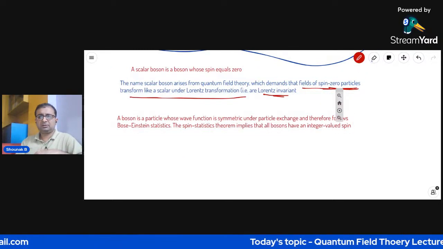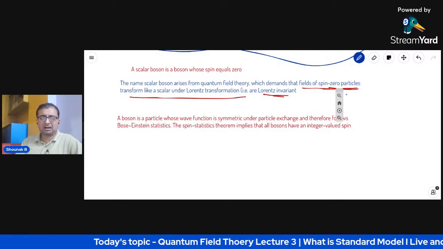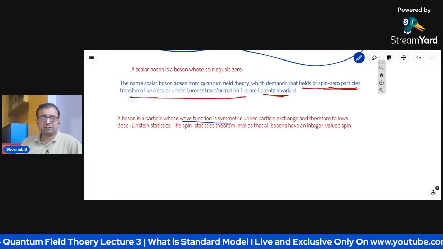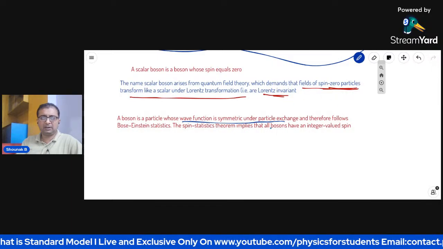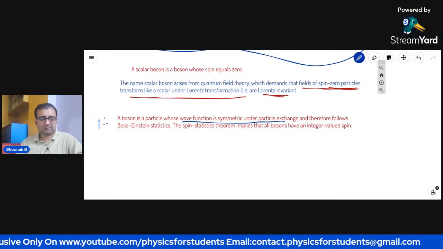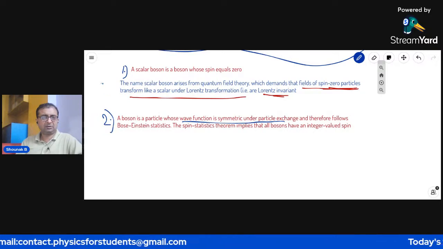Here you see. A boson is a particle whose wave function is symmetric under particle exchange. So it actually would go in a different direction. First is this point, this would be number 1. This would be number 2. And this would be number 3.